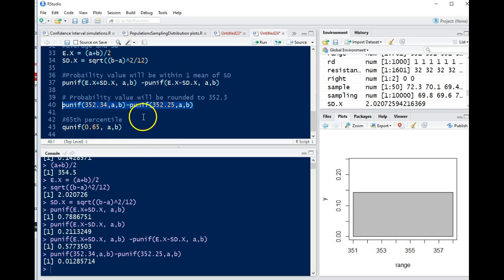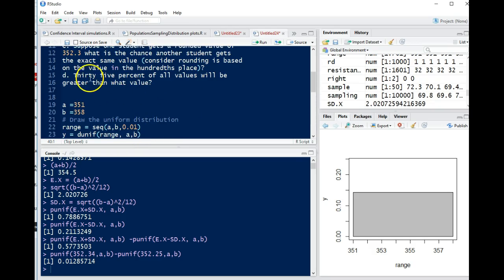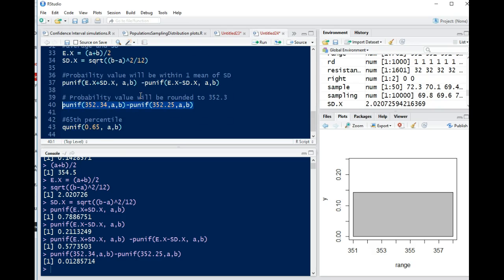0.012857. All right, and lastly, we want to know the value that cuts off essentially the upper 35%, so it says 35% of all values will be greater than what value? This is the exact same value as the 65th percentile. And so we can calculate that using the qunif command, Q U N I F, where we put in 0.65, and A is our lower bound, B is our upper bound.